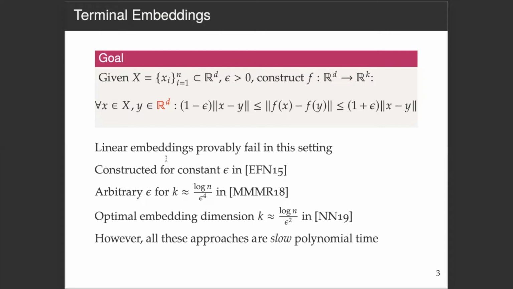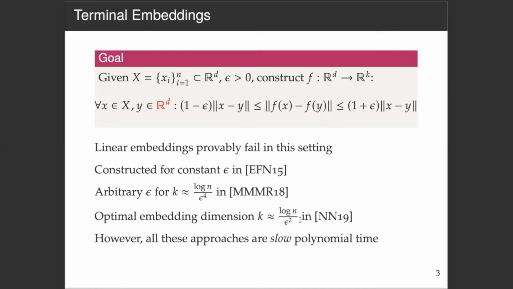Elkin, Filtser, and Neiman constructed an embedding for constant distortion, for constant epsilon. This construction was further expanded to arbitrary distortion, but with a suboptimal embedding dimension of log n over epsilon to the 4 in work by Mahabadi, Makarychev, Makarychev, and Razenshteyn in 2018. And finally, this construction was shown to have the optimal embedding dimension of log n over epsilon squared in this paper by Narayanan and Nelson in 2019.